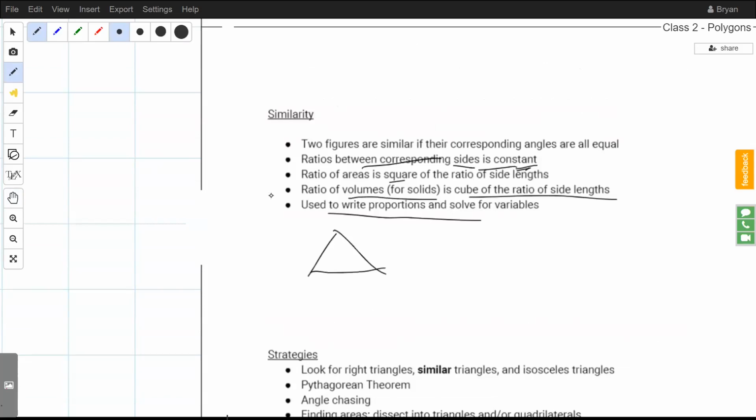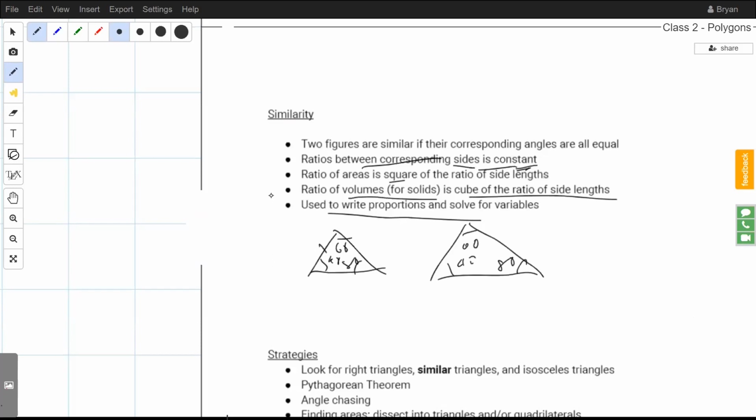If you have a triangle like this, and they have, let's say this is 60, this is 40, this is 80, and then we have the same thing here, then these two triangles are similar.